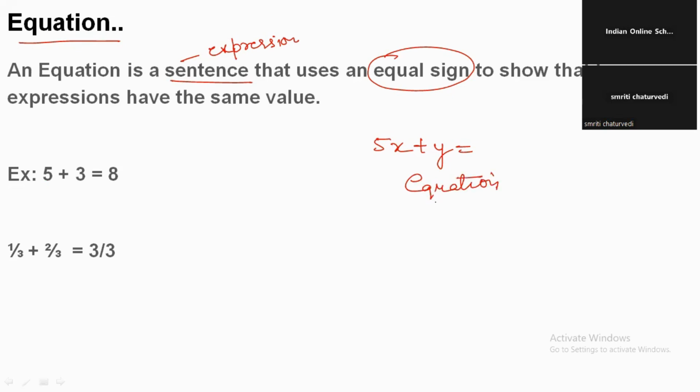This is a minor but basic difference between an expression and an equation. An equation is also an expression that uses an equal sign to show that two expressions have the same value. An example is 5 plus 3 equals 8. That is a complete equation. And this is an example of a fractional equation.